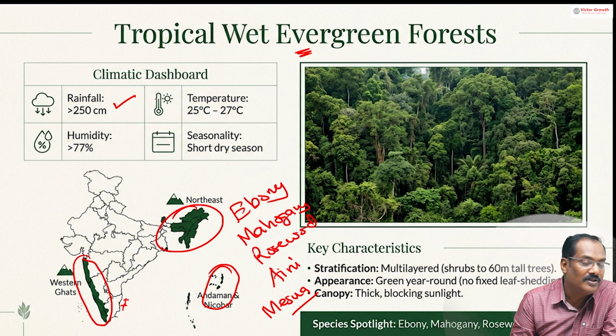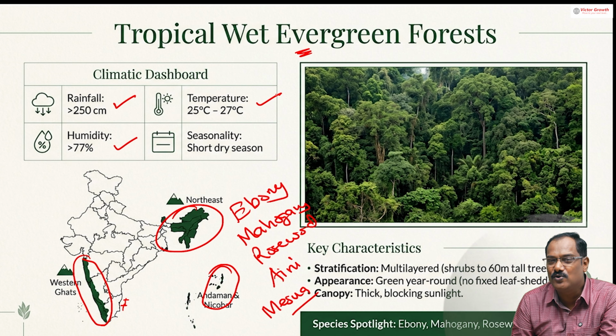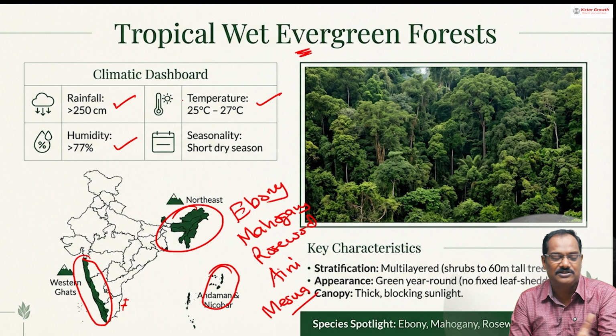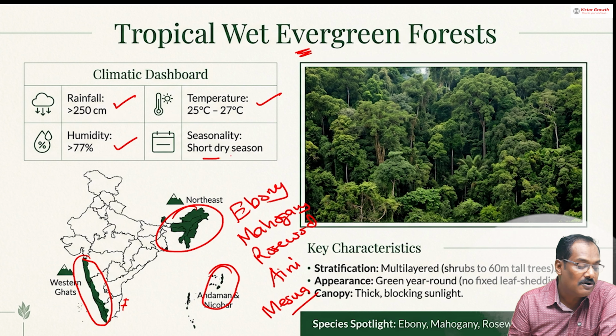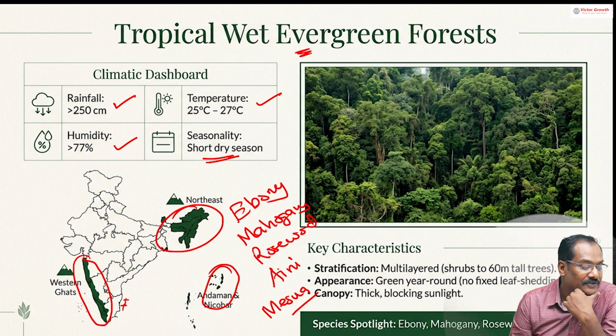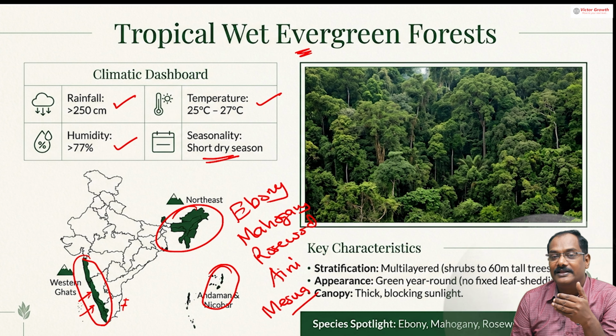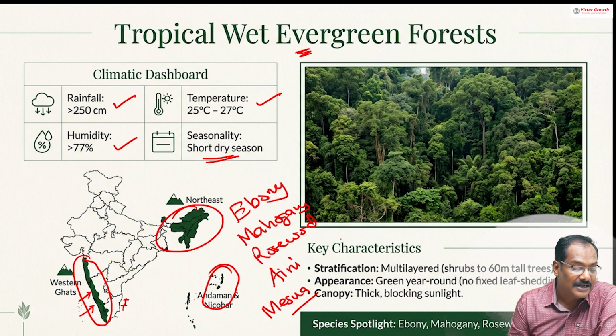So rainfall is more than 250 centimeter, humidity 77%, and the temperature is between 25 to 27. These are trivial information, no need to, but 250 centimeter rainfall is very important. Okay, then short dry season. They have, for example, monsoon itself is there, but because of the coastal region, they'll have additional rainfall. Then convectional rainfall is also possible, so they'll have more rainfall.